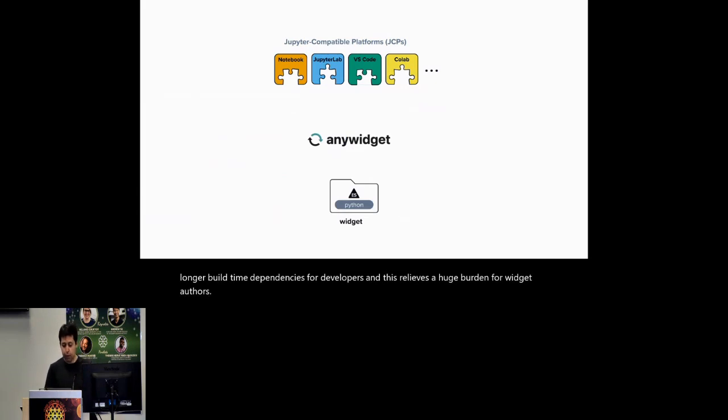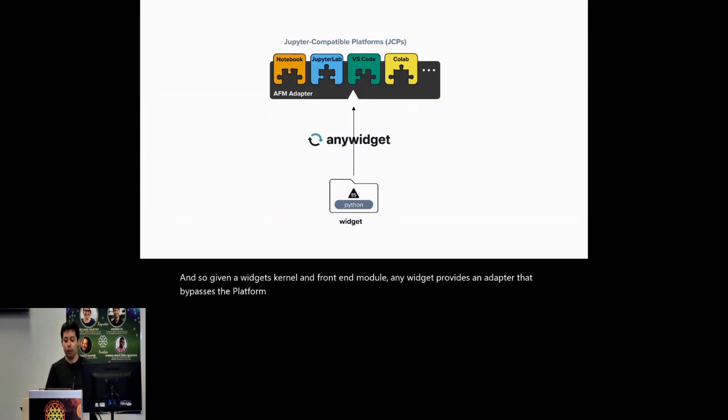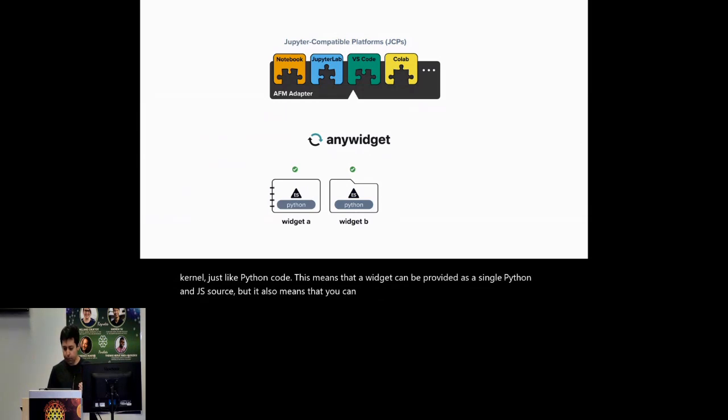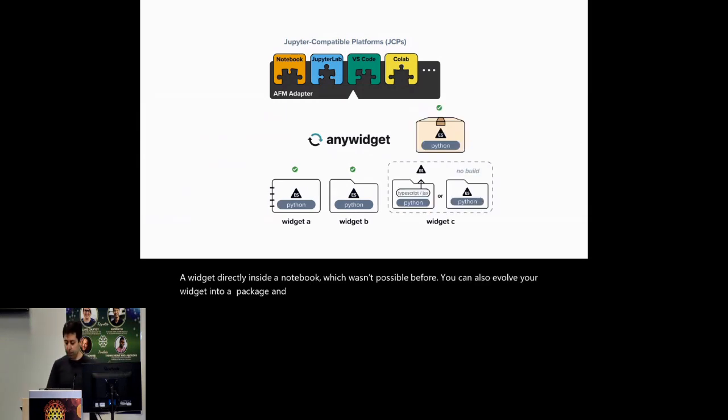And so given a widget's kernel and front-end module, AnyWidget provides an adapter that bypasses the platform's specific import systems and loads the front-end modules from the kernel just like Python code. This means that a widget can be provided as a single Python and JS source, but it also means that you can now author a widget directly inside a notebook, which wasn't possible before. You can also evolve your widget into a mature package and distribute it as a single unified Python package.